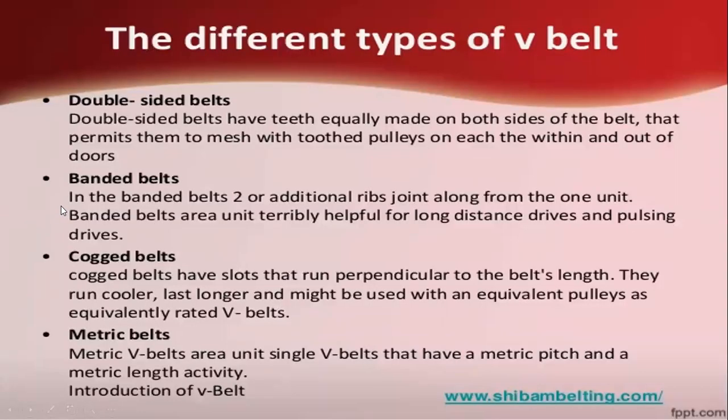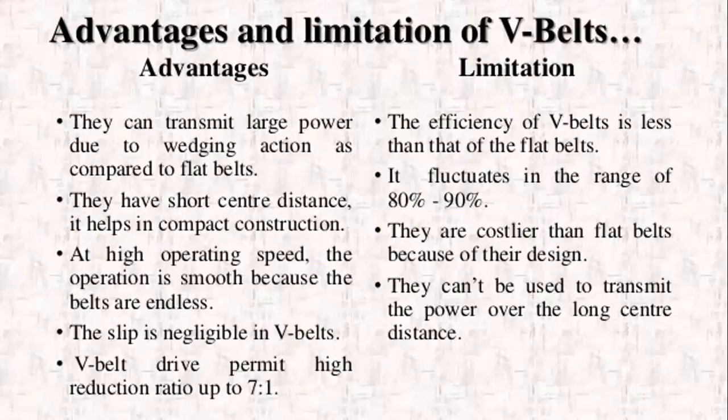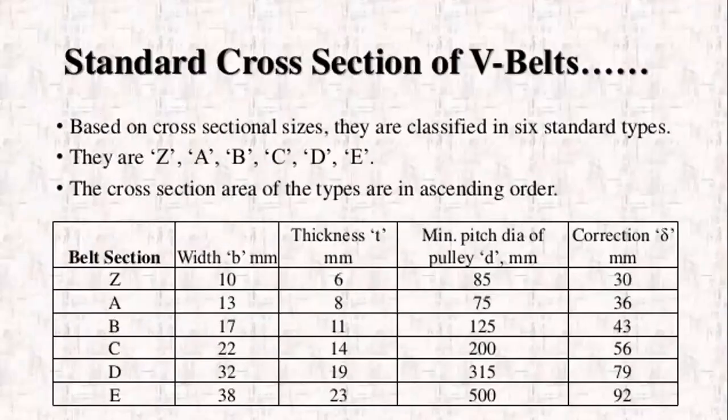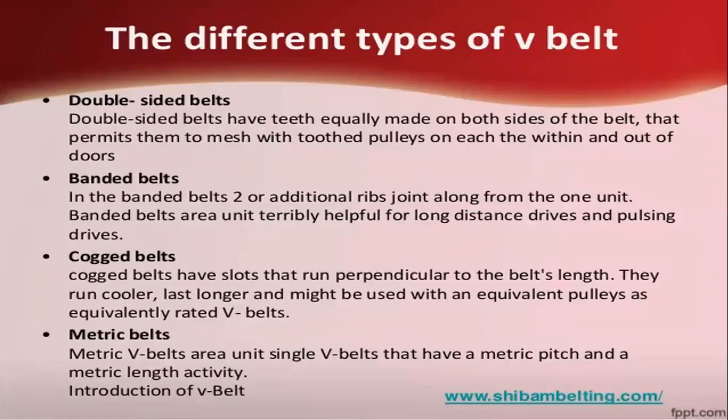And next one is the different types of belt drives. In this section, you need to know the different types of belt drives. First one is the double-sided belt. These double-sided belts have teeth equally made on both sides of the belt, so it has two sides which consist of the belt drives.